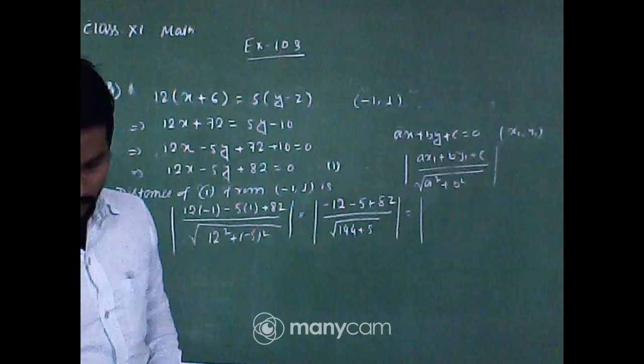Okay. Question number 6. Read the question. We'll solve the first question of question number 6. Find the distance between the parallel lines. The first line is 15x plus 8y minus 34, and the second line is 15x plus 8y plus 31 is equal to 0.